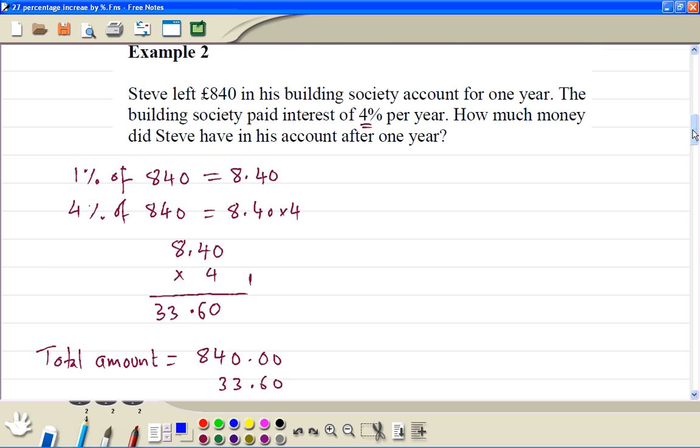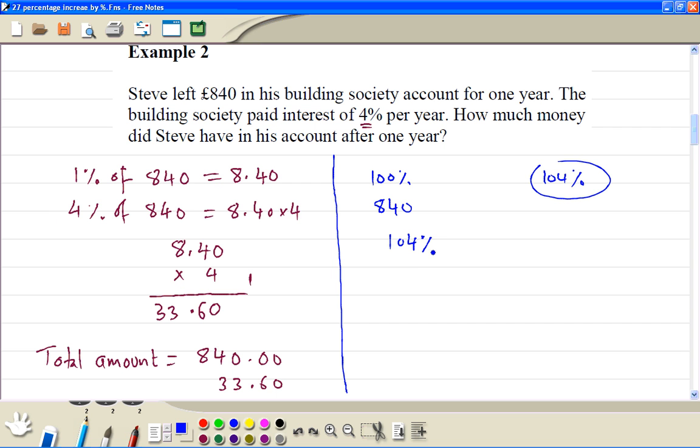If you're using a calculator, then the original amount is 100%, which is 840. The new amount is 104%. So when you go left to right, we just multiply by this factor here. So we'll be looking for 104% of 840. Change that to decimals, it's 1.04.